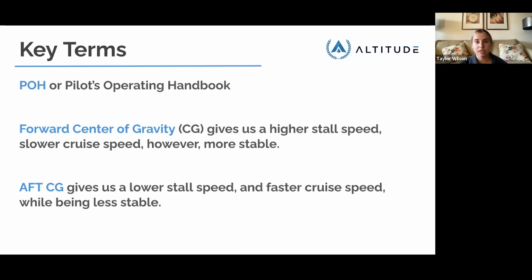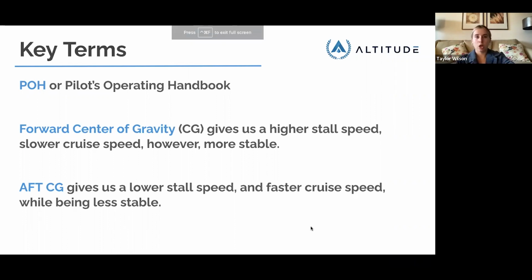Some terminology that we need to know about weight and balance, one being POH, which is the Pilot's Operating Handbook. That's where you're going to find the information regarding limitations of your aircraft, as well as how to compute the weight and balance. Then we have these two terms, forward center of gravity and aft CG. Now, before I get into that, I'm going to talk a little bit about stalls, because the characteristics of both forward CG and aft CG have to do partially with how our aircraft stalls.